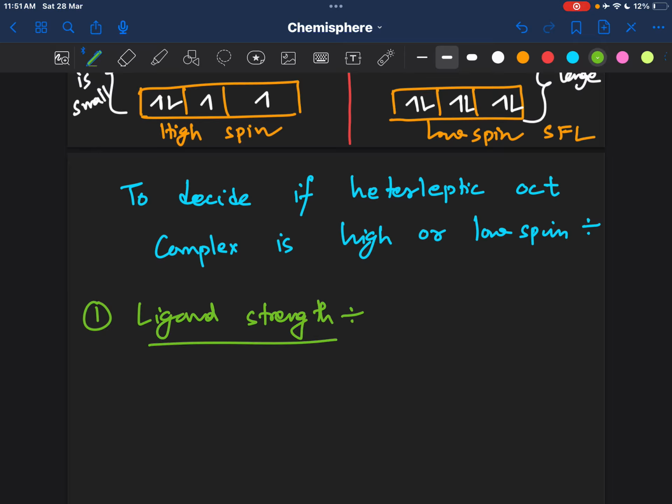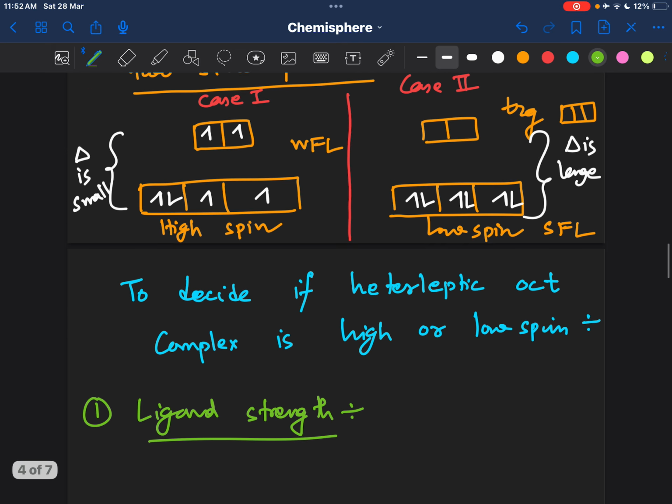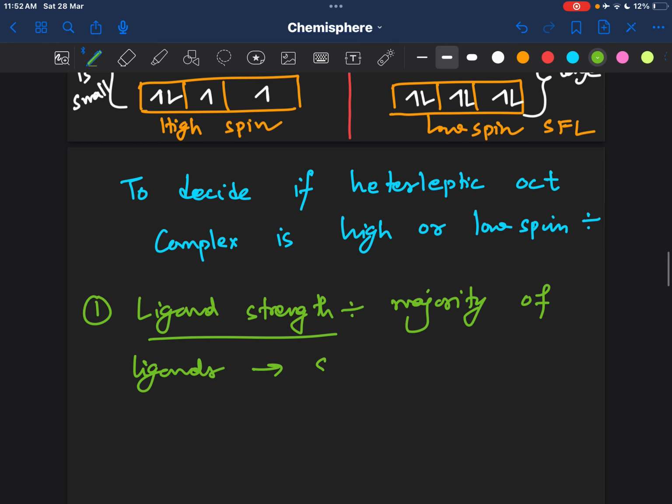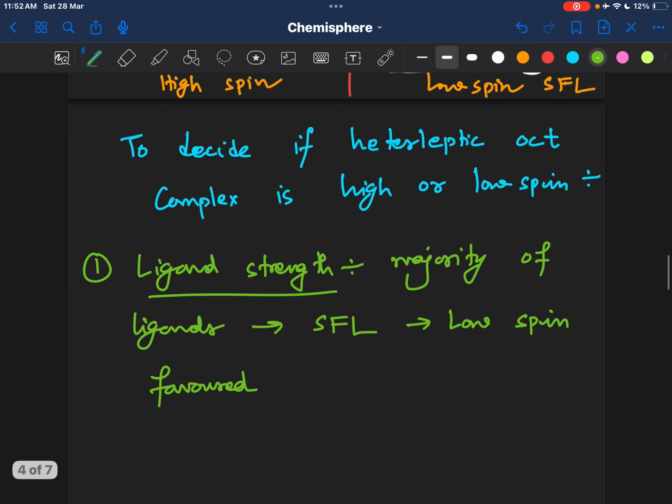Okay, so if the majority of the ligands are strong field ligands, then the low spin condition will be favored, because they will produce a high crystal field splitting, and hence they will pair up, producing low spin. So we'll write it down: majority of ligands are strong field, then low spin favored. As delta is large, they can pair up.